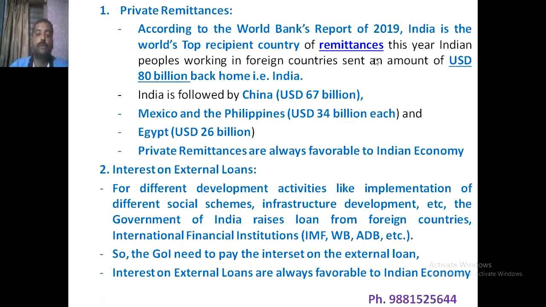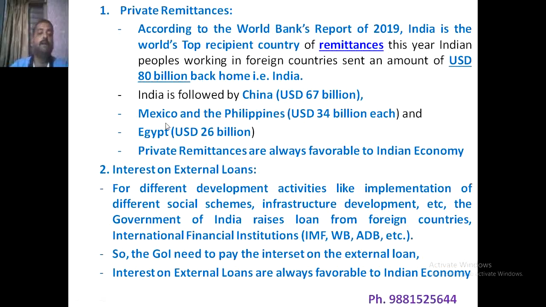Okay, so last year India received 80 billion US dollars from remittances, and so India stood at first rank. Last year India received 80 billion dollars as private remittances from abroad. Now, after India, the second number goes to China. Last year, China received 67 billion US dollars as private remittances.